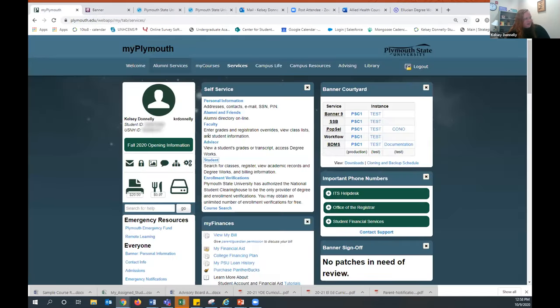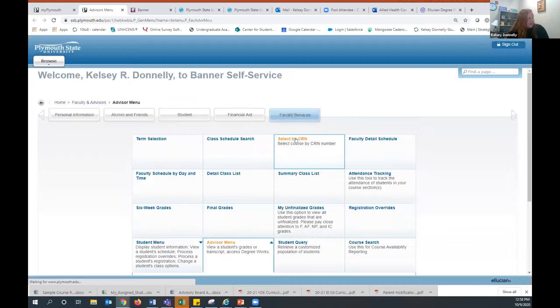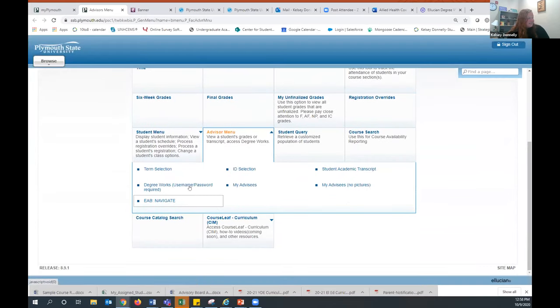And from the advisor tab, you may know this already, but this is how we can also get to DegreeWorks, and we can see a list of our advisees. PINs will be coming out soon, and this is where you're going to go to get that list of advisees and their PINs. You would click on My Advisees, and I'm not sure if PINs are out yet, I haven't checked, but that's where you'll see PINs and registration dates.